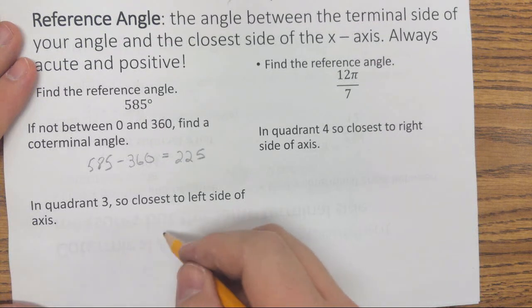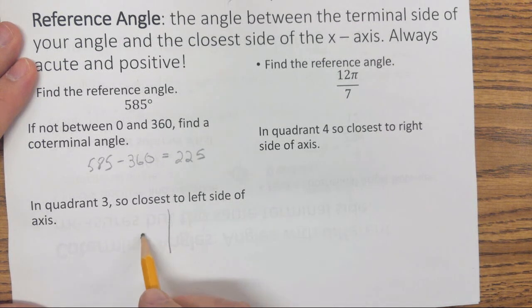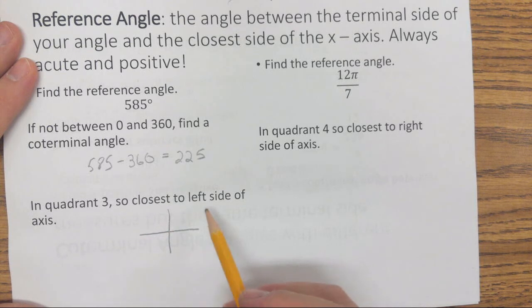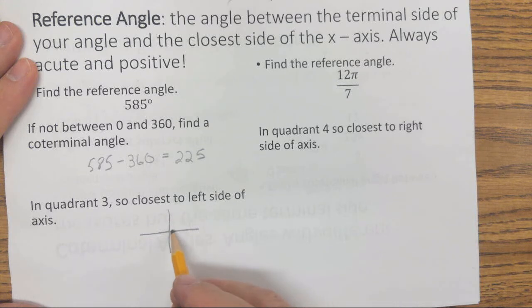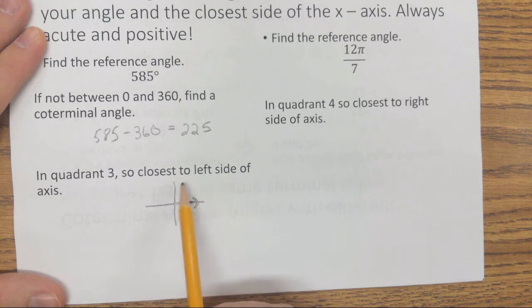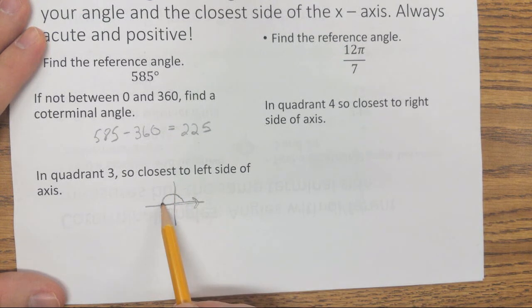So I need to think about where this angle is so that I can locate it and find my terminal side. Okay, so here's our initial side, and I'm going to 225. So I'm going around. There's 180. Going a little bit further, this here would be 270, so that means this is right around in here somewhere.